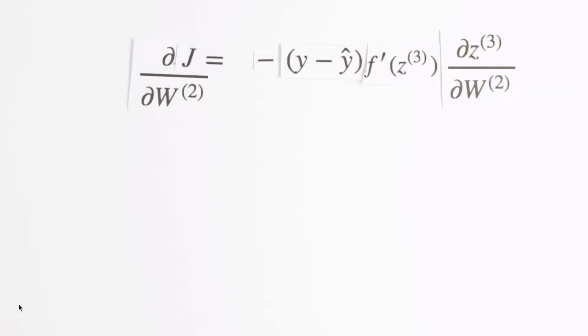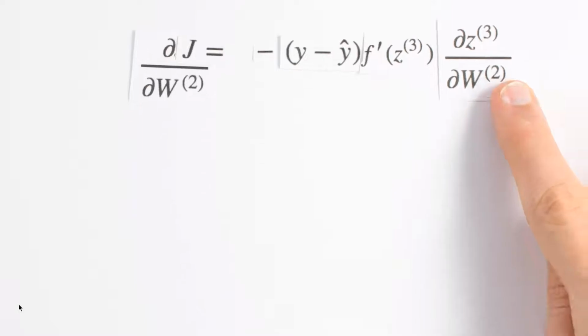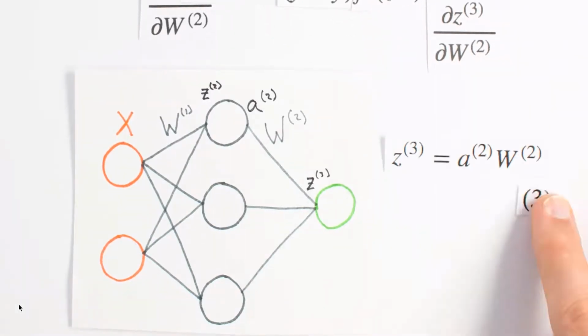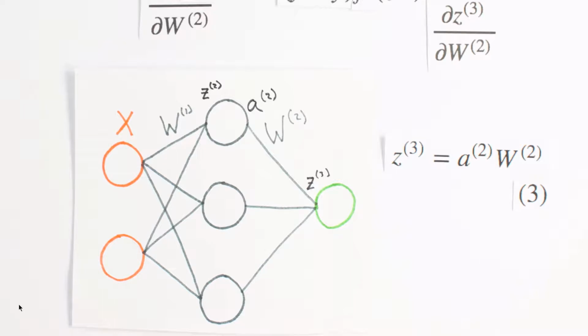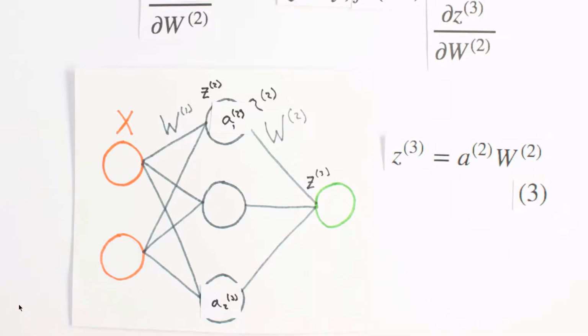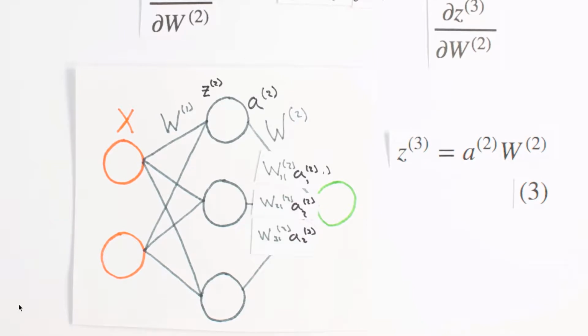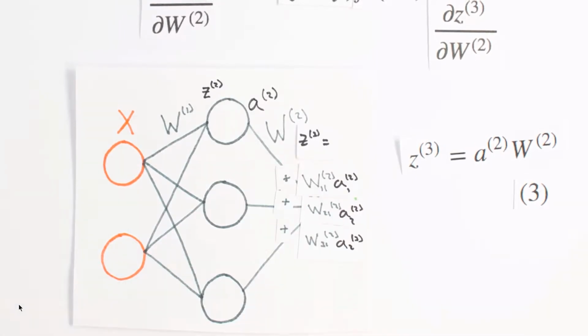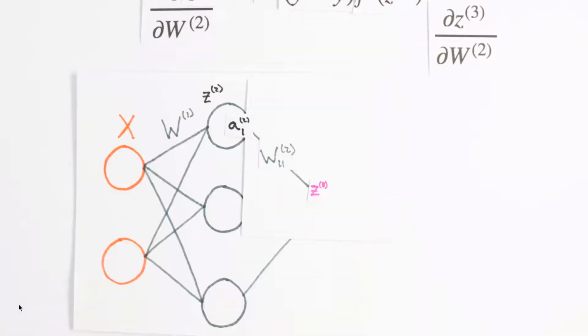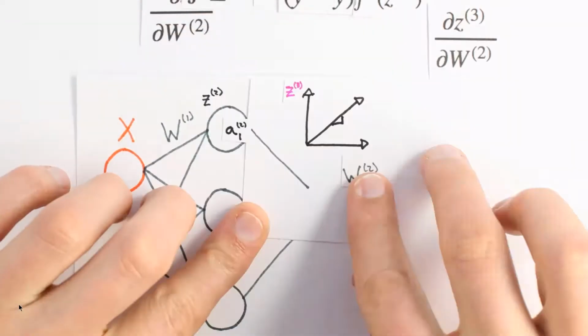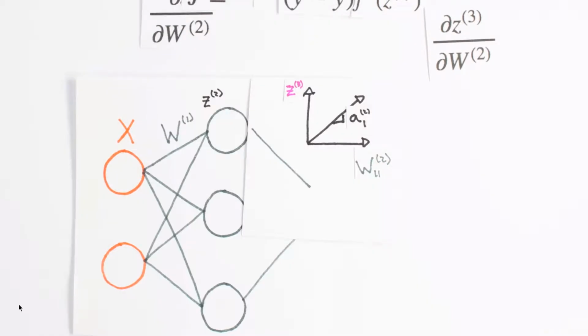Our final piece of the puzzle is dz3 dw2. This term represents the change of z, our third layer activity, with respect to the weights in the second layer. Z3 is the matrix product of our activities, A2, and our weights, W2. The activities from layer 2 are multiplied by their corresponding weights and added together to yield Z3. If we focus on a single synapse for a moment, we see a simple linear relationship between W and Z, where A is the slope. So for each synapse, dz dw2 is just the activation A on that synapse.